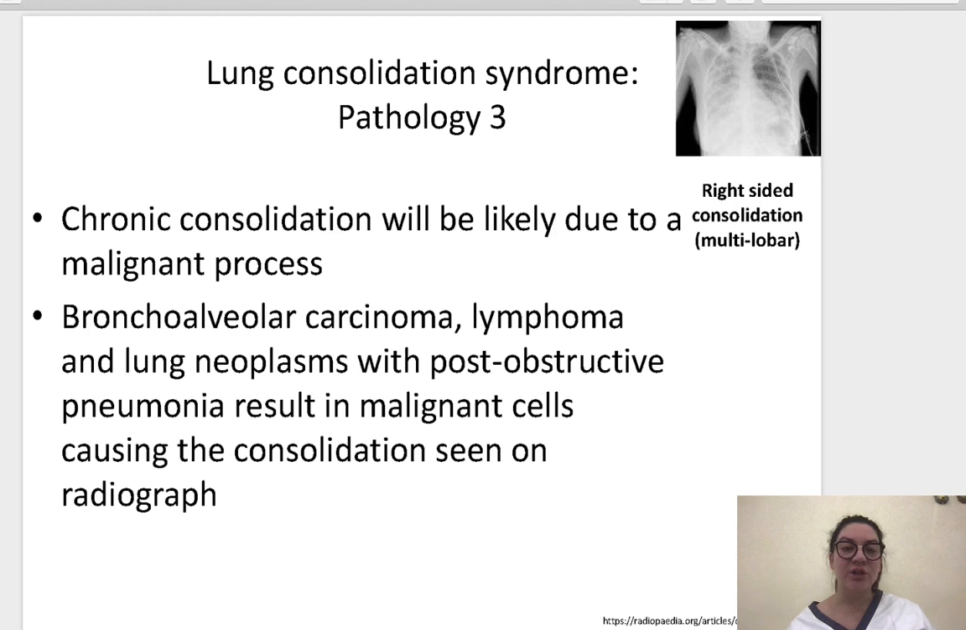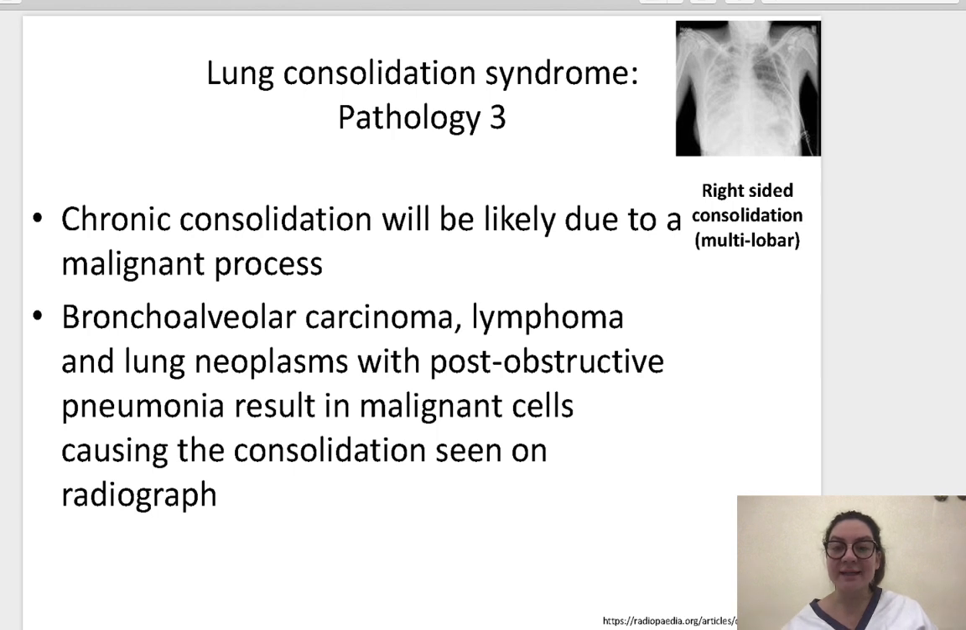Chronic consolidation will likely be due to a malignant process. Bronchoalveolar carcinoma, lymphoma, and lung neoplasm with post-obstructive pneumonia result in malignant cells causing consolidation seen on the radiograph too. And here it is right-sided multilobar consolidation.